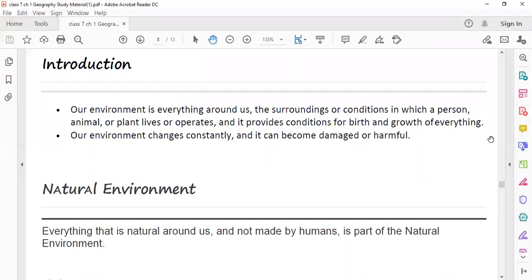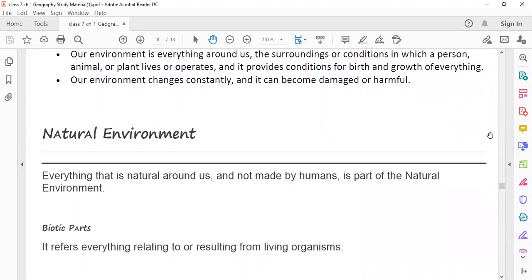Now let's come back to the topic, introduction. Our environment is everything around us, the surroundings or conditions in which a person, animal, or plant lives or operates. It also provides us the conditions for birth and growth of everything. Our environment changes constantly. हमारा जो वातावरण है, हमारा जो environment है, ये हमेशा बदलते रहता है. And it can become damaged or harmful. अगर हम इसे damage or harmful कर सकते हैं, कर सकते नहीं है, करते ही हैं, तो ये बहुत जल्दी खराब भी हो सकता है.